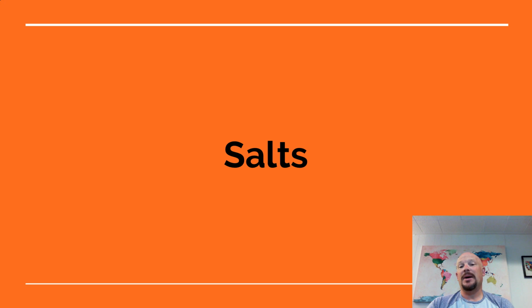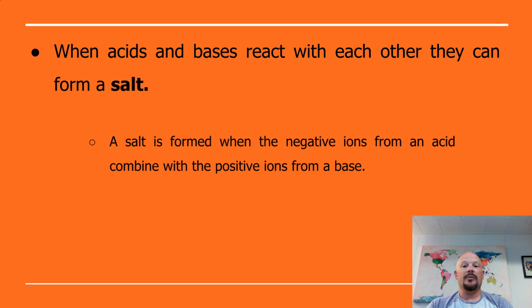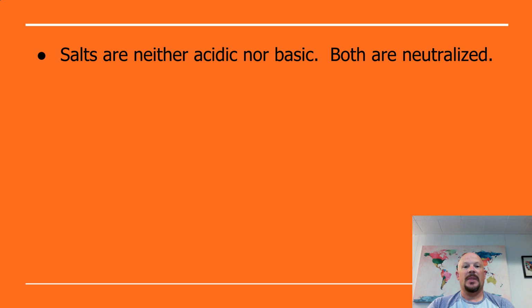and that being a compound when two things come together. But let's look at the idea of a salt in terms of acids and bases. When an acid and a base react with each other, they can form a salt. The salts form when negative ions from the acid combine with positive ions from the base. So you see that bond that's happening, the chemical bond, the chemical reaction that's happening, and the salt is formed out of that. Salts are neither acidic or basic.